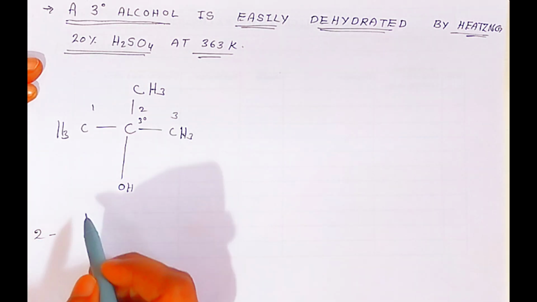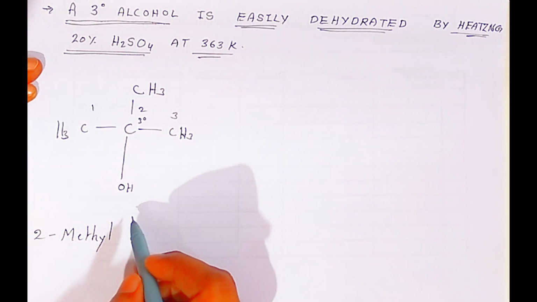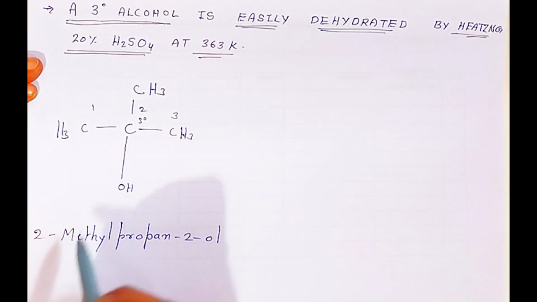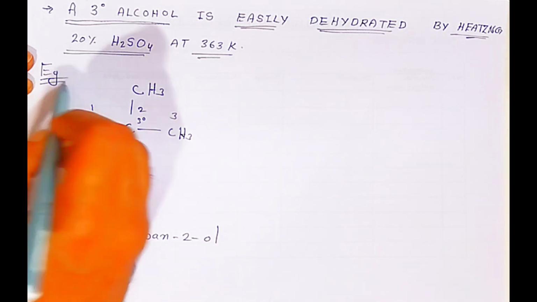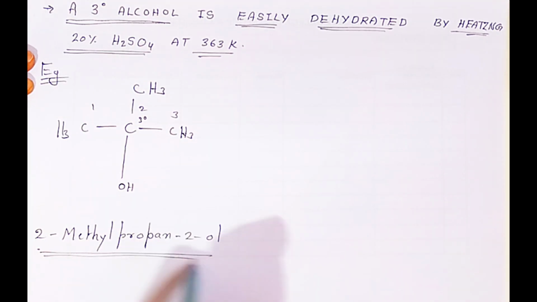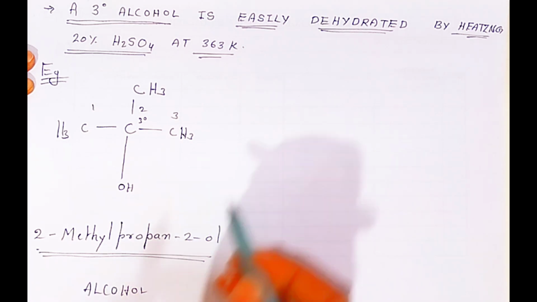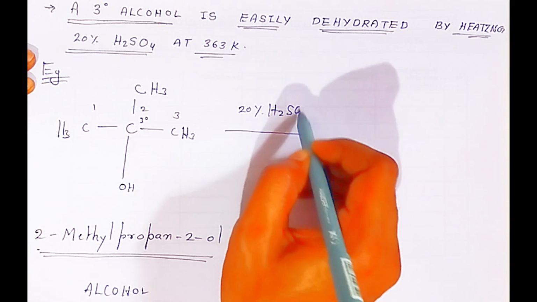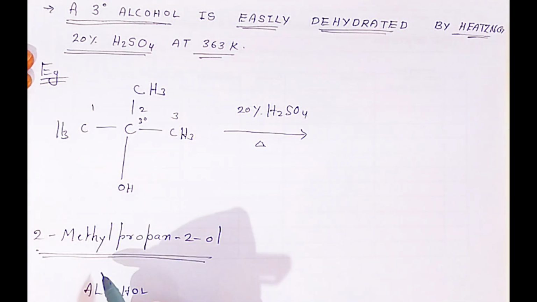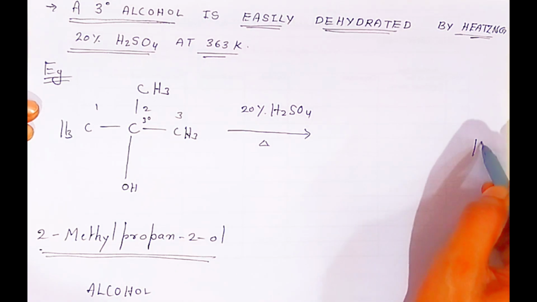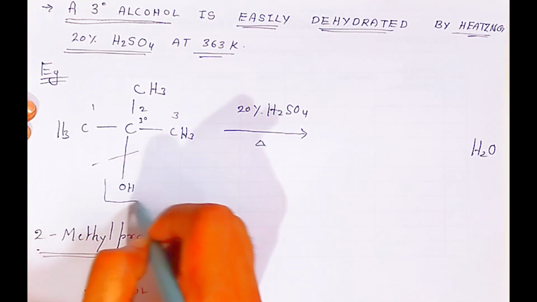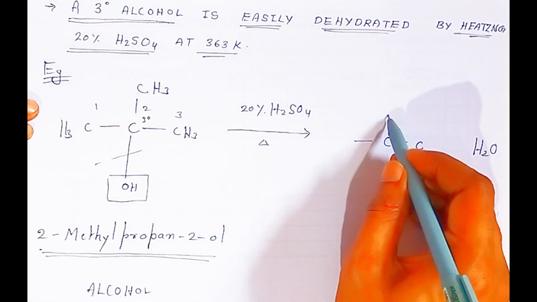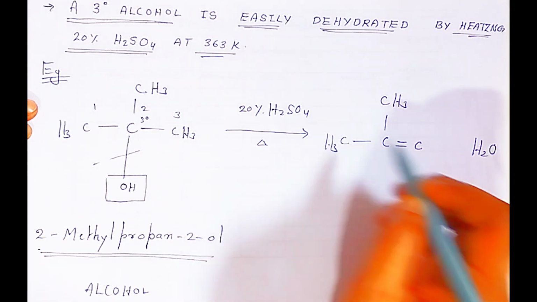So students, you can name it like this: the third degree alcohol is 2-methylpropan-2-ol. This is the alcohol, students. Now if you want to dehydrate this alcohol, only 20% sulfuric acid is needed, because very easily you can dehydrate it. Just heat it. So what happens, students? There is a removal of a water molecule. The bond of this carbon will break, and this hydrogen and OH will combine, and there is a formation of an ethene-type double bond like this. So this way, students, you have got the formation of the alkene.